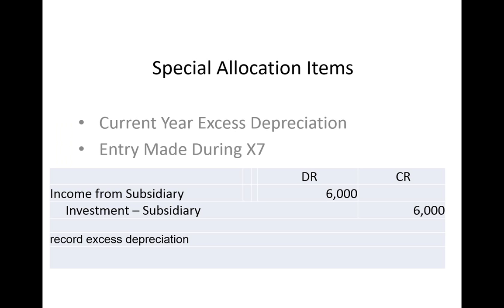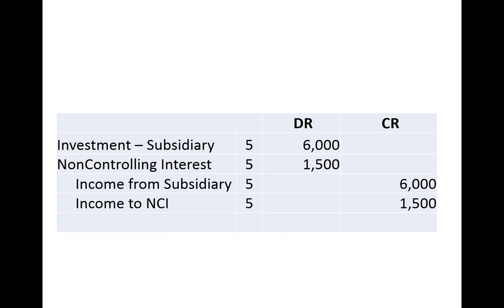The next thing we'll do is look at the depreciation. And remember, this is the entry we made. We debited income from subsidiary, credited the investment for $6,000. And similar to before, we're going to assign the NCI their value of the excess depreciation. So we will credit income to NCI, debit NCI for the $1,500. This does two things. One, it eliminates the income from NCI, and two, it assigns the NCI the excess depreciation.